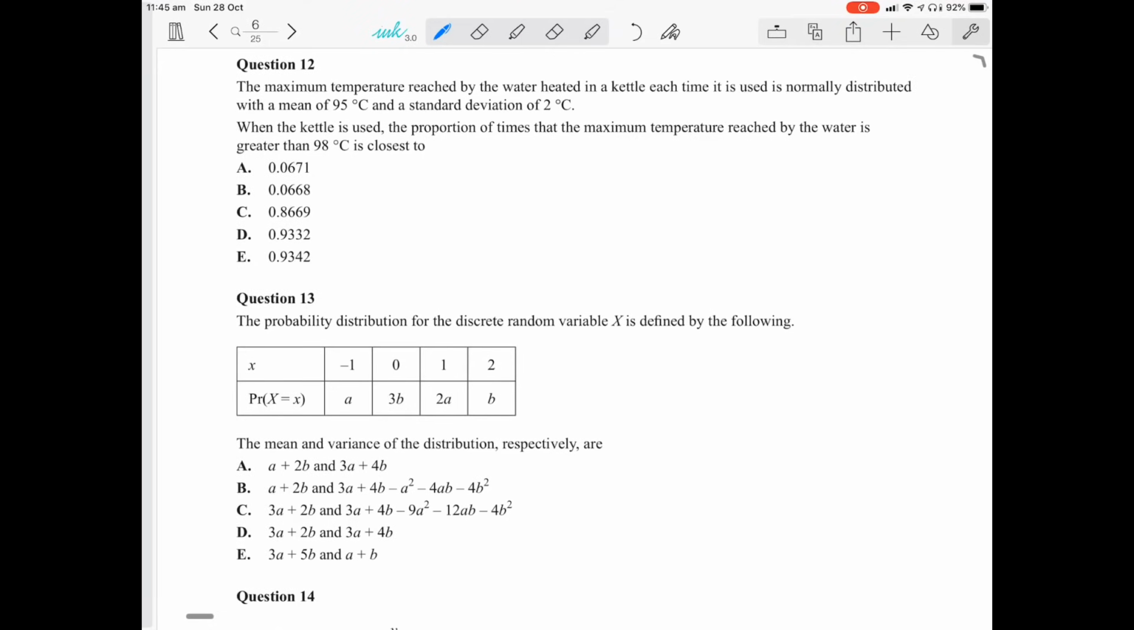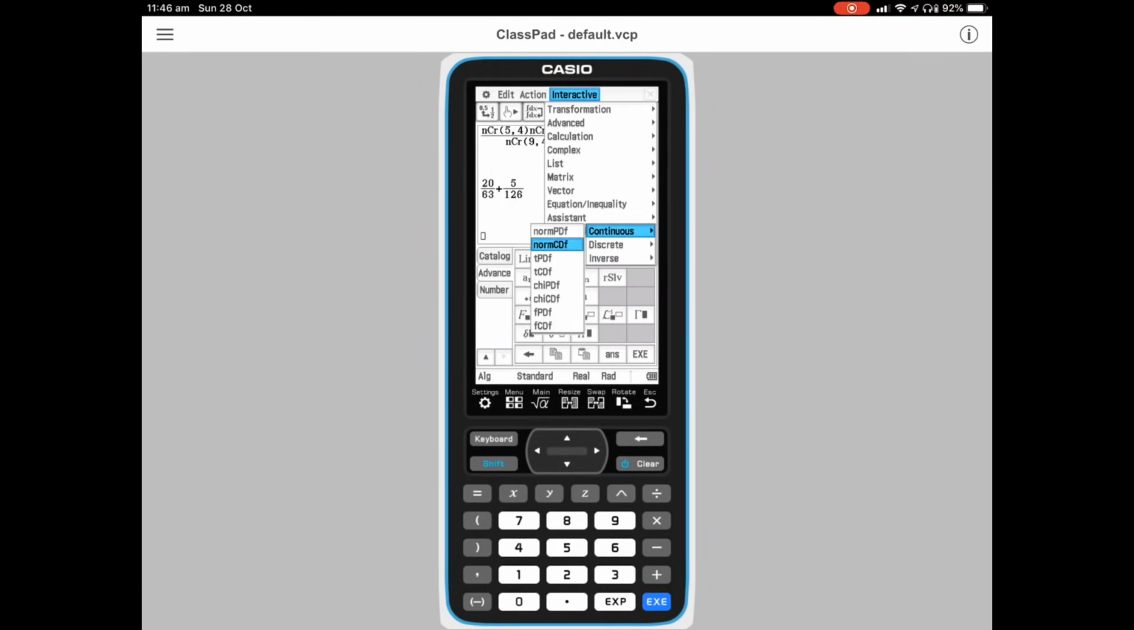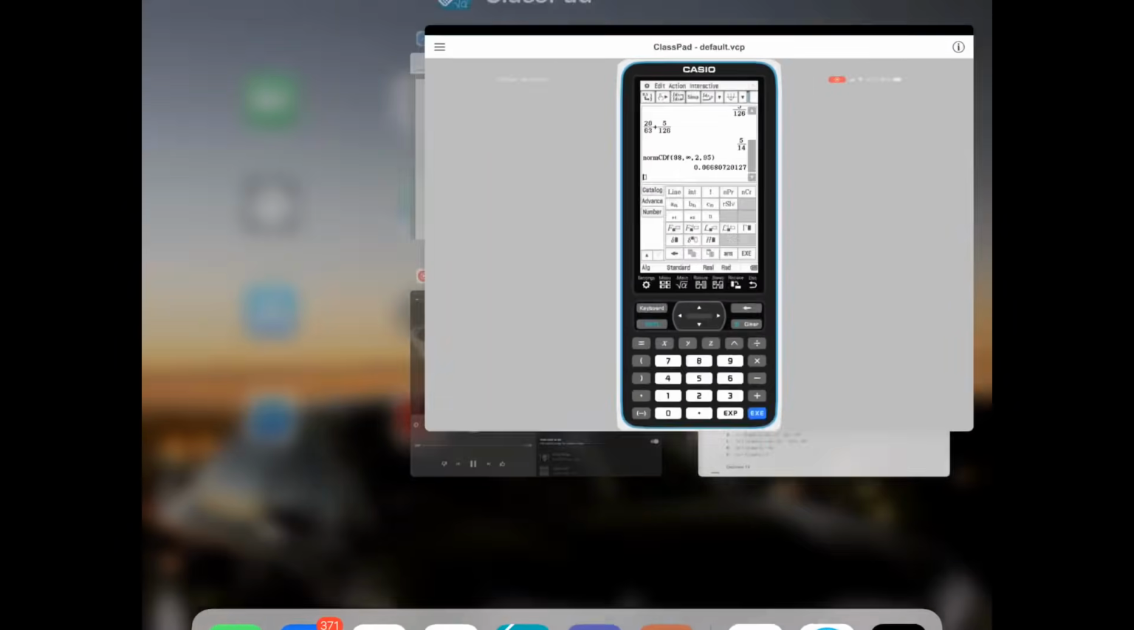Okay, the maximum temperature reached by water heater in a kettle is normally distributed with a mean of 95 and a standard deviation of 2. When the kettle is used, the proportion of times reached for the kettle is greater than 98. Okay, normally, so interactive distribution, continuous norm CDF, 98, infinity, 2, 95. 0.0668.